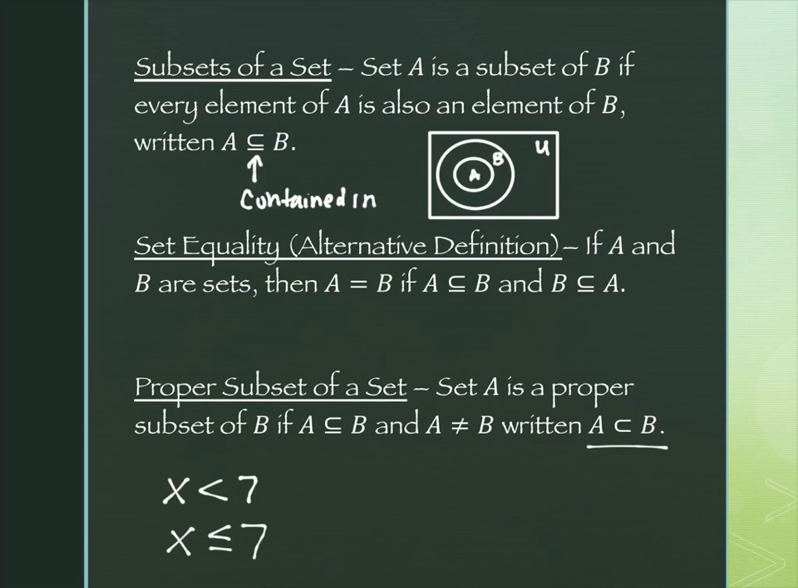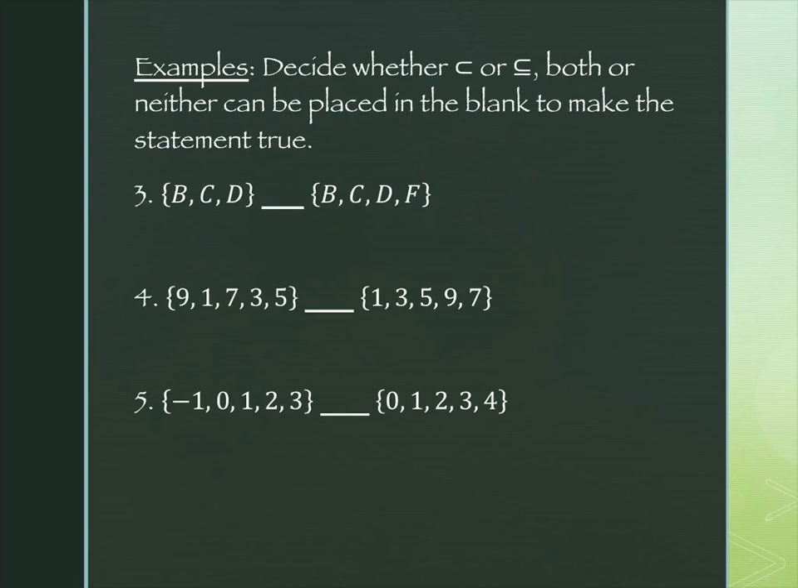Whereas 7 is not less than 7. It doesn't fit at all in the first description. That's what this is doing. The line underneath it means it could be equal. The two sets could be the same, but if the line's missing, they cannot be the same. It's not possible. So let's take a look at some examples of this.